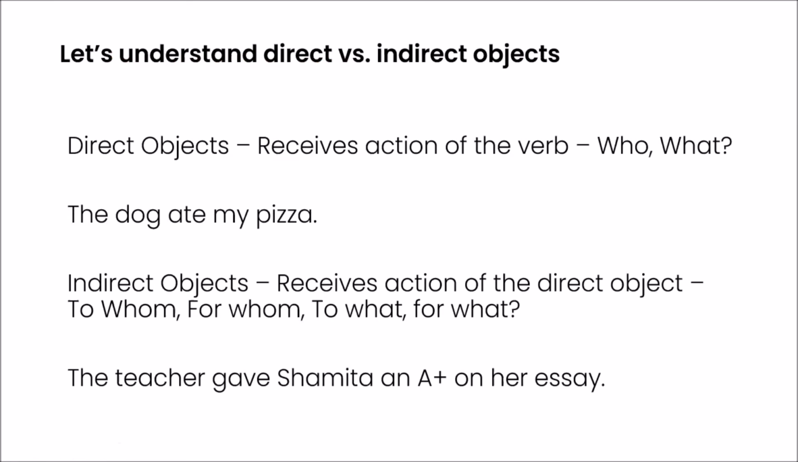Let's understand direct versus indirect objects. Direct objects receive the action of the verb and answer the questions who or what. For example, my dog ate my pizza. What did my dog eat? The pizza. So here, pizza becomes the direct object.